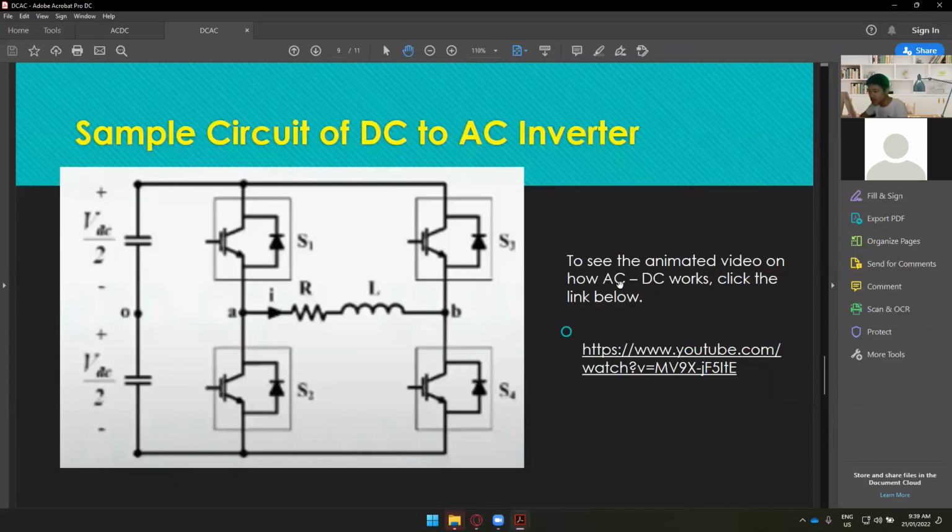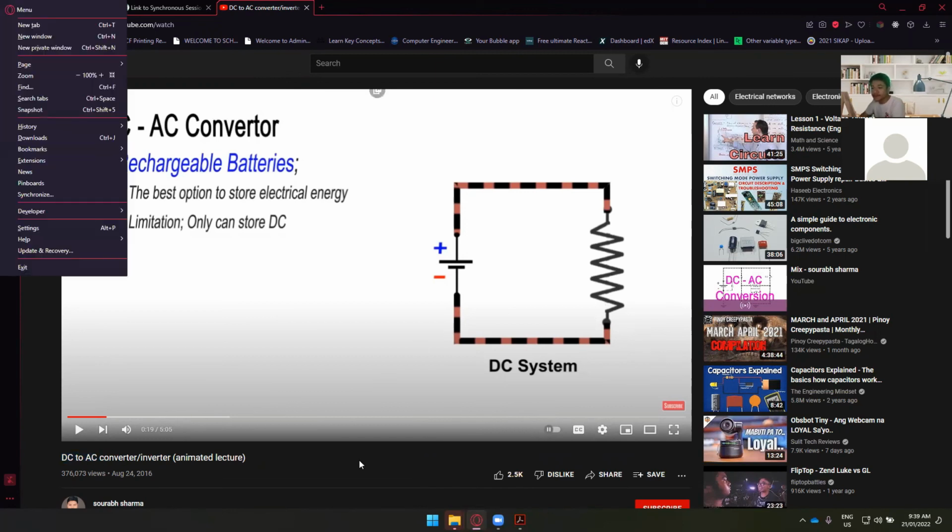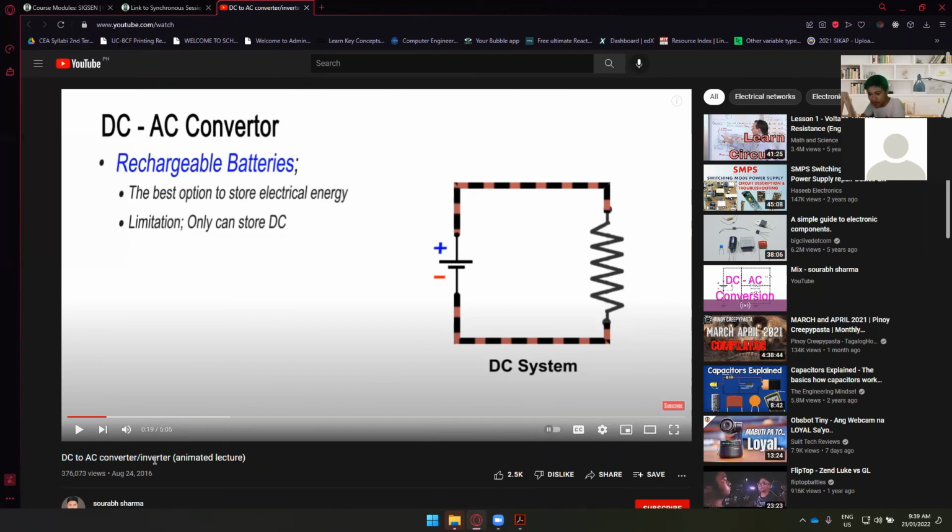Okay, my apologies with this one. This one is DC to AC. Okay, so this one is the sample circuit of a DC to AC, not AC to DC. You will see here that this one is also DC to AC. One more thing, another term for inverter is converter.